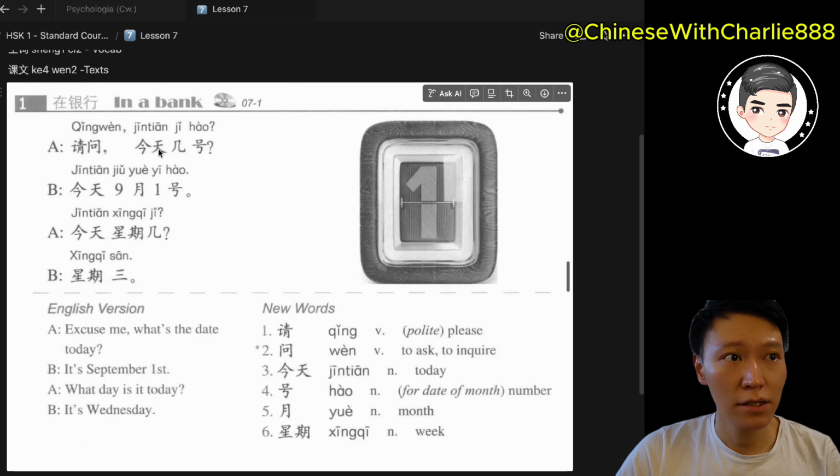请问今天几号？今天9月1号。今天星期几？星期三。Now, it's your turn to repeat after me. 请问今天几号？今天9月1号。今天星期几？星期三。Alright, so first of all, let's look at this expression.